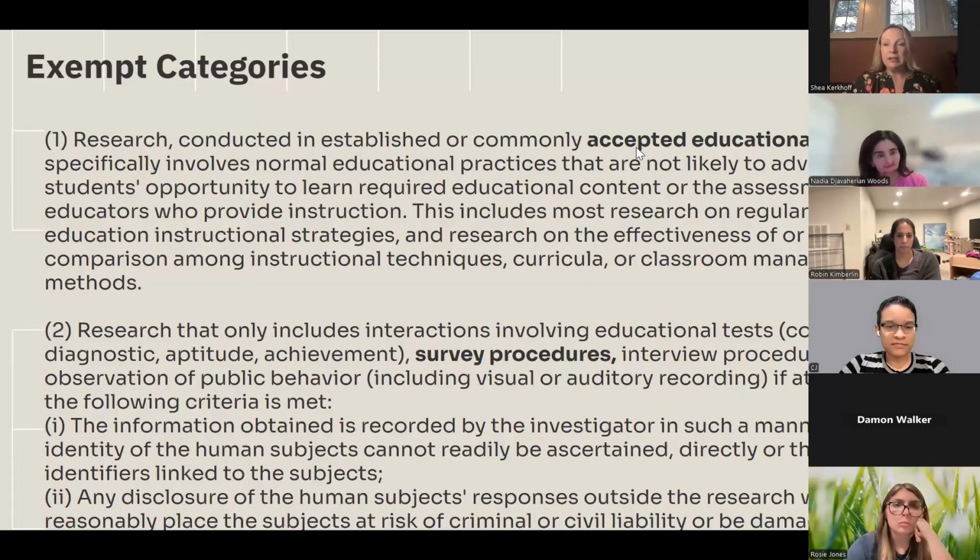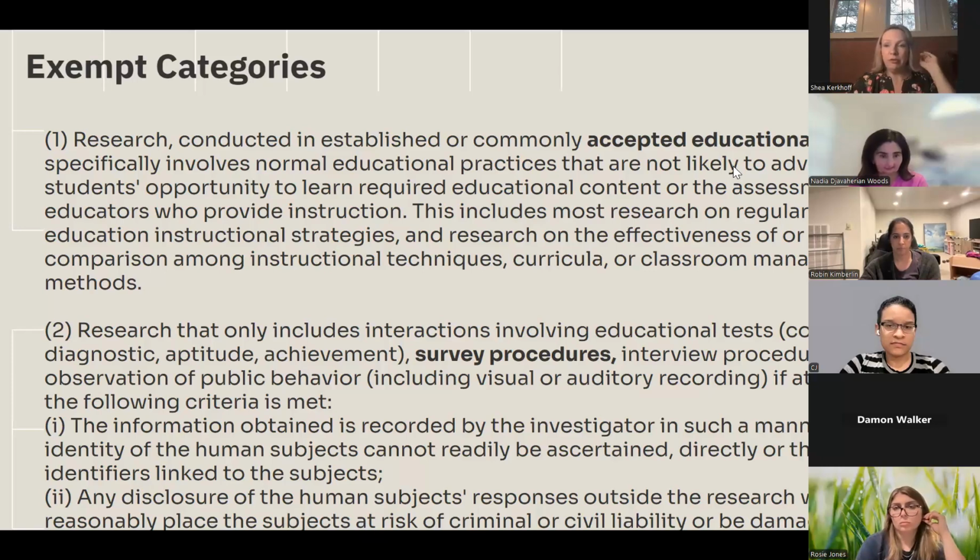So number 1 is interesting because this is if it's done in accepted educational settings. So if I go into a K-12 school, but I'm not asking them to do anything different than they're already doing, then it's exempt. Even though there are children in that room, I'm not interacting with the children. I'm only interacting with the teacher. And I'm not asking them to do anything different. Or maybe I am asking them to do something different, but not as the researcher. So the teacher is the one, or something.